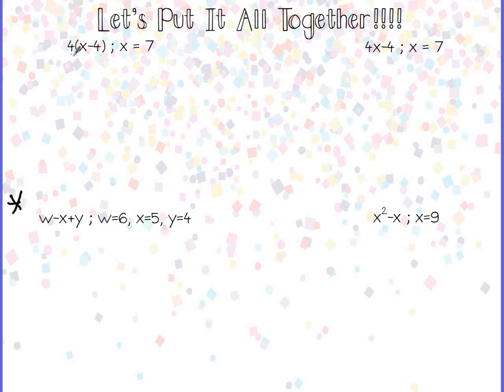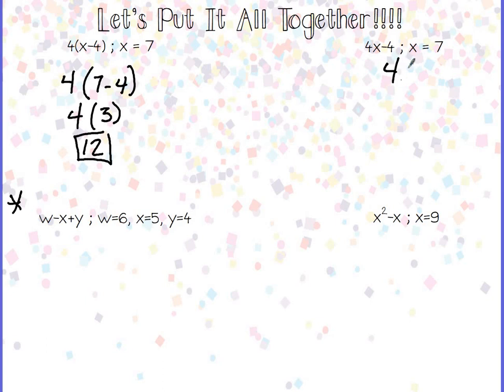All right, so here I have 4 times the quantity x minus 4, where x is equal to 7. So I have 4. I substitute 7 in for the x. I follow my order of operations, and this becomes 4 times 3, which is equal to 12.